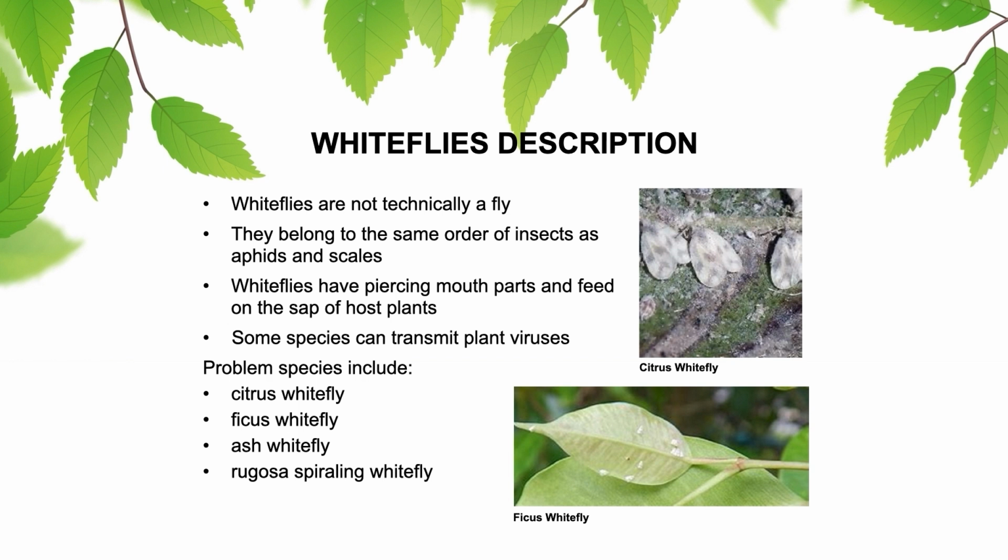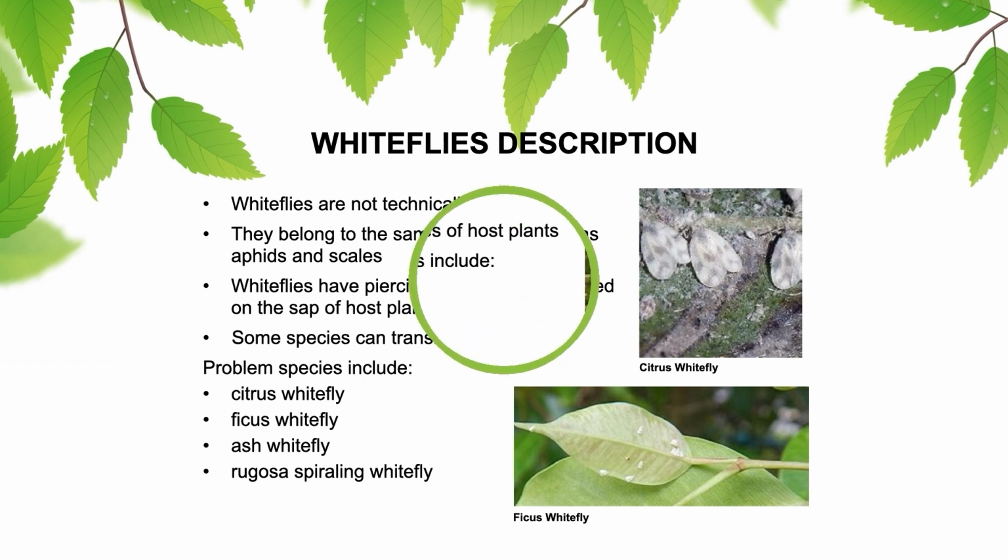Whiteflies can occur almost anywhere in the United States, but are particularly a problem in areas that have mild winters, such as Florida, Texas, and California, where they can breed year-round. There are hundreds of different species of whiteflies, with over 70 species in the southeastern United States. The species that commonly cause problems include citrus whitefly, ficus whitefly, ash whitefly, rugose spiraling whitefly.